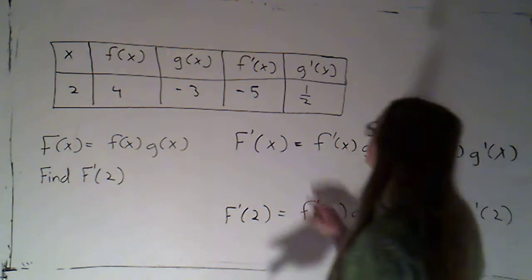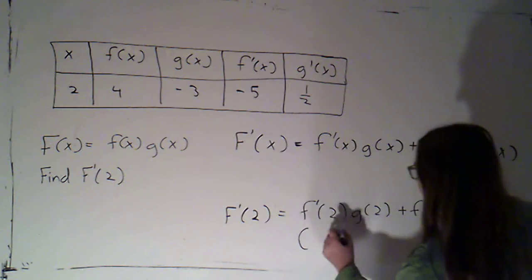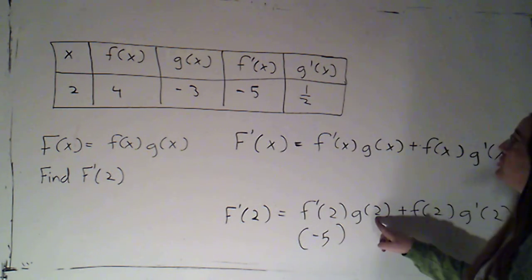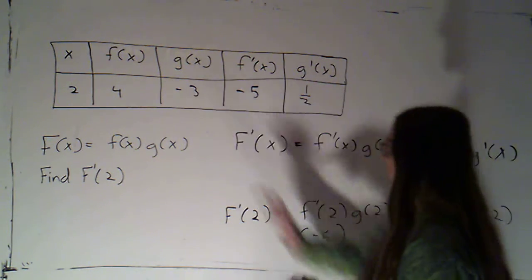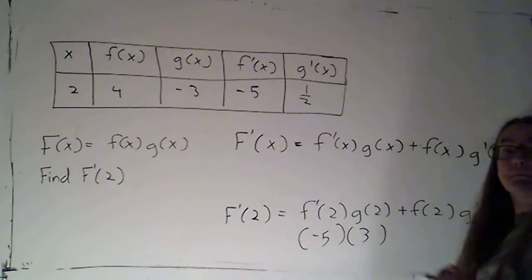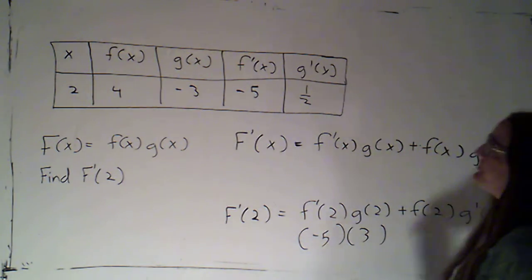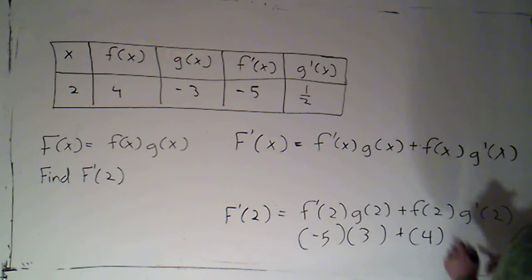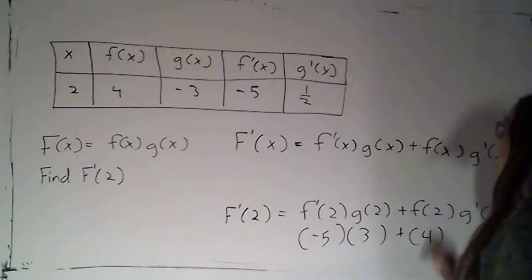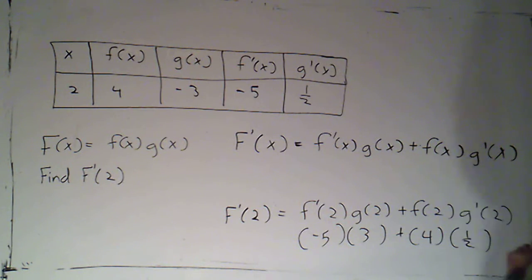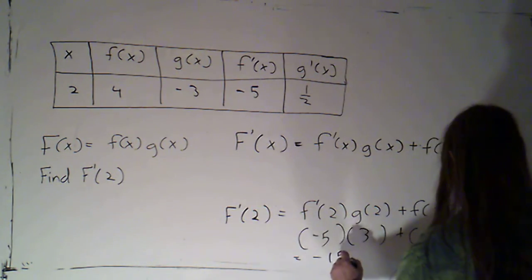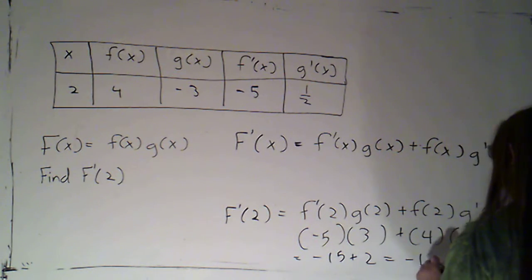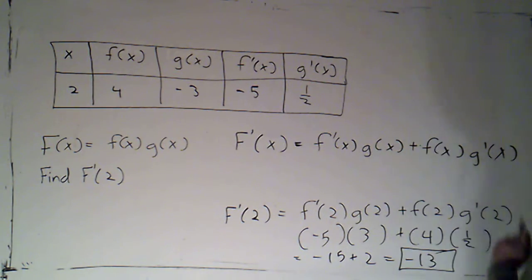F prime of 2, that was negative 5. G of 2, that was negative 3. F of 2, that was 4. G prime of 2, that was 1/2. And now I just do the arithmetic. So this is negative 15 plus 2, so that's negative 13.